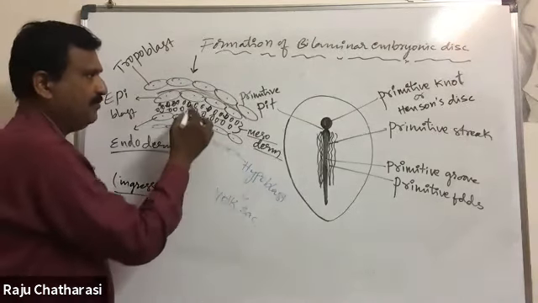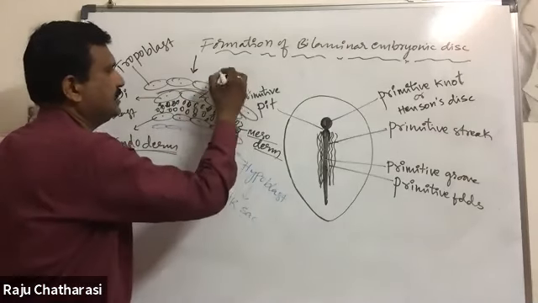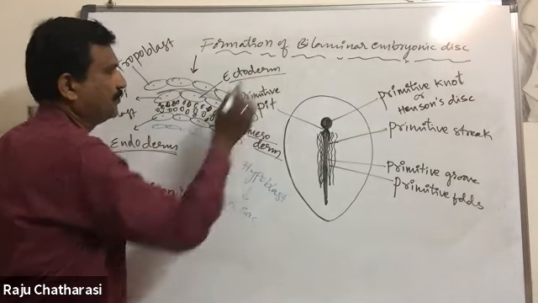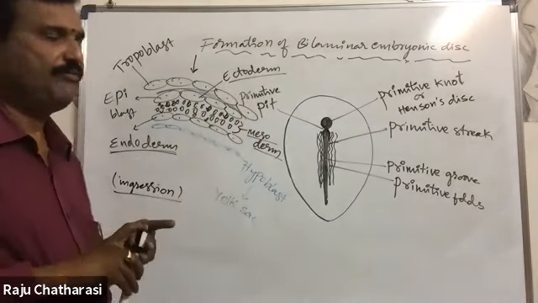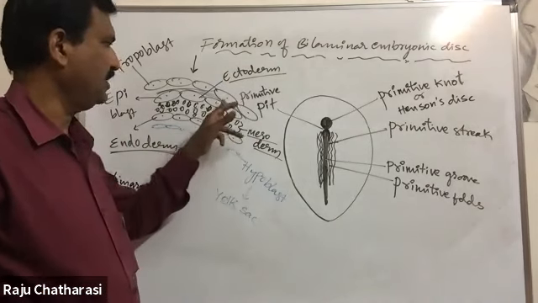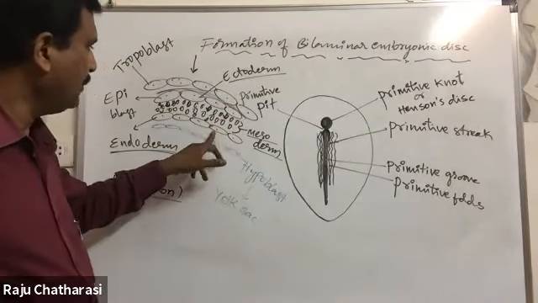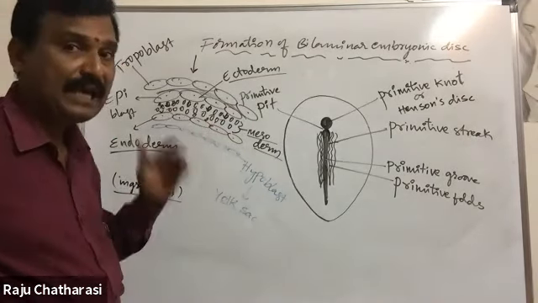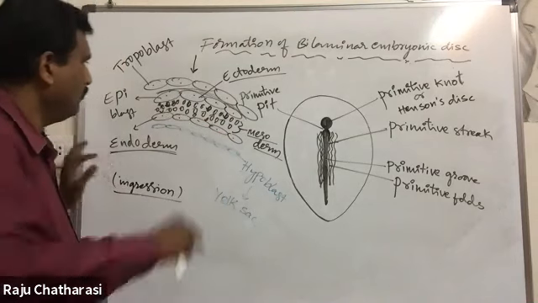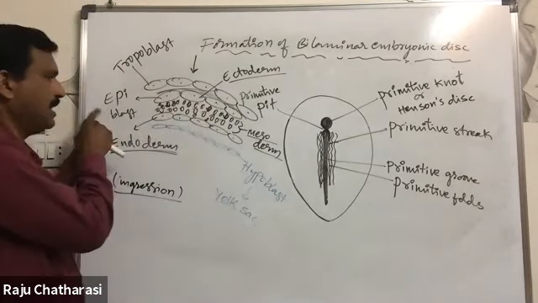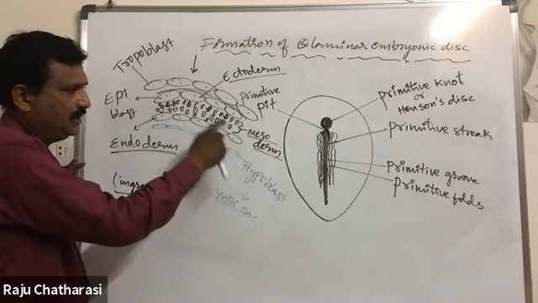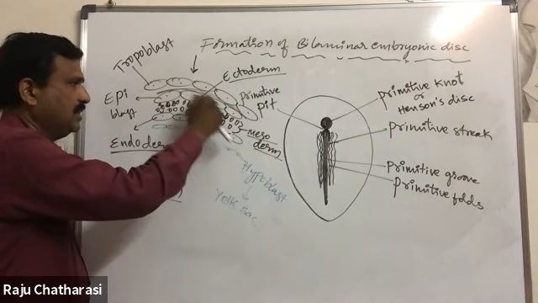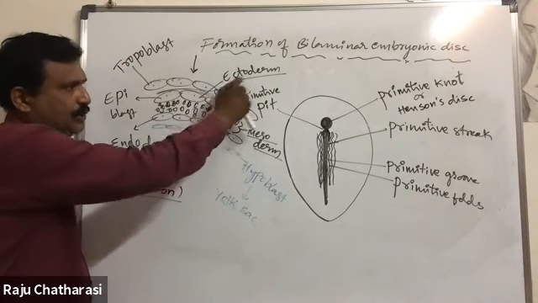Now the remaining epiblast, after formation of the mesoderm, is considered as ectoderm. Very simple. After formation of the endoderm, the space between the epiblast and endoderm is filled with mesodermal cells derived from the epiblast. This is called mesoderm. The remaining part of this layer is called ectoderm.